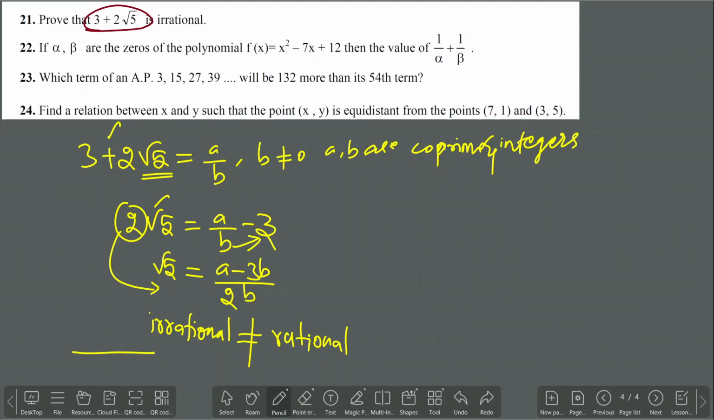That dialogue you have to write here: so our assumption is wrong, hence the given number is irrational. Like that you have to complete the answer. Do you understand, children? That is the way to present this. Okay. Right?